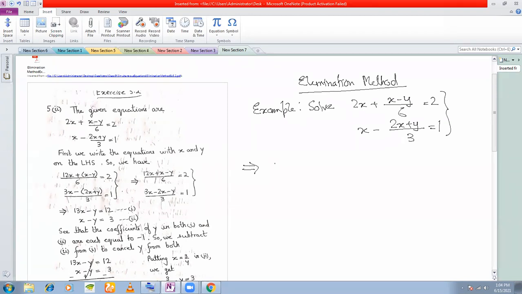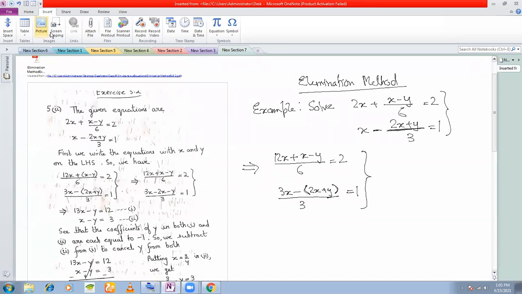So what you do here is you take LCM first. For the first equation, LCM is 6. So you get 12x plus x minus y is equal to 2. And for the second equation, if you take the LCM on the left hand side, you get 3x minus (2x plus y). See, there's a minus sign here, and because this is an entire fraction, that is why I've kept 2x plus y within brackets. Okay, be careful with these signs. If you don't introduce the brackets, you will make mistake with the sign.